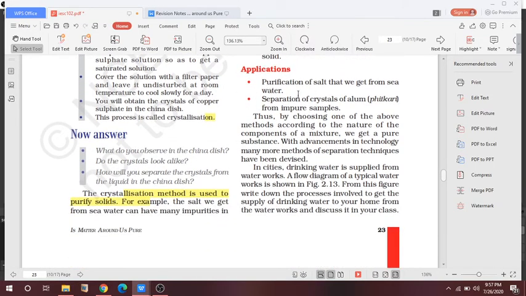What are the applications of crystallization? Purification of salt that we get from sea water, and separation of crystals of alum from an impure sample. Thus we choose one of the above methods according to the nature of the components of a mixture, and we get pure substances.